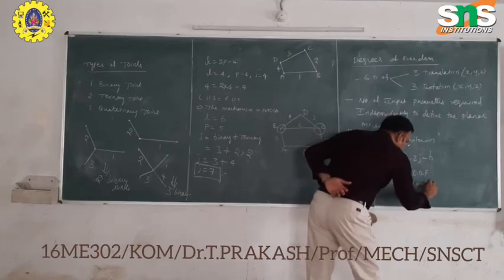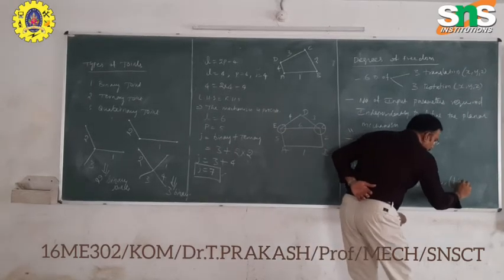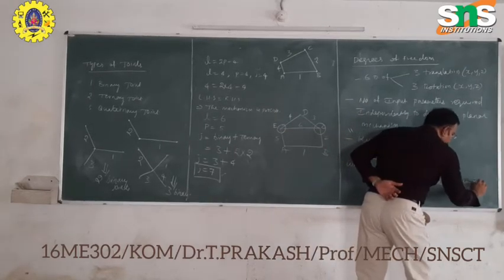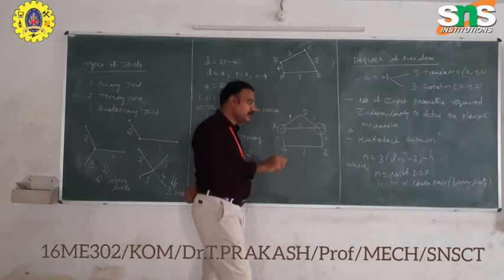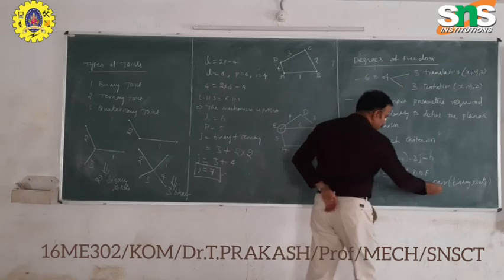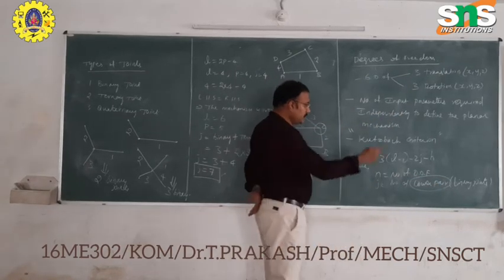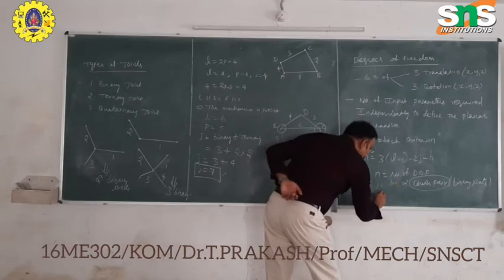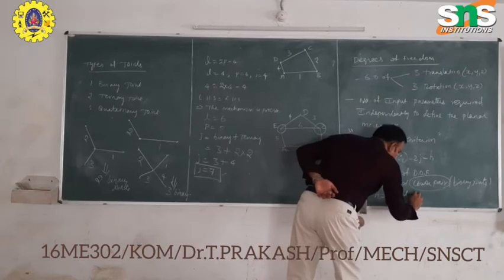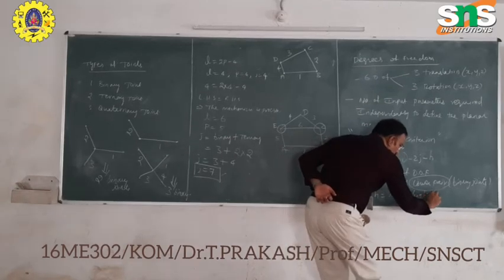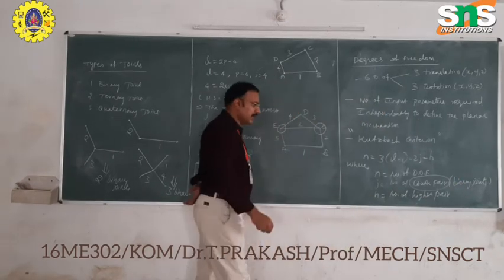So take it as a lower pair or binary joints. Number of joints with the lower pair. It's very important. You have to note this. Number of joints with the lower pair. If it is a higher pair, you have to go for H, the number of joints having a higher pair.